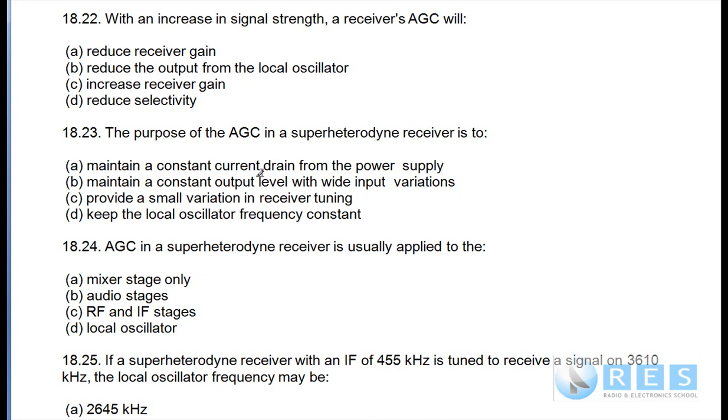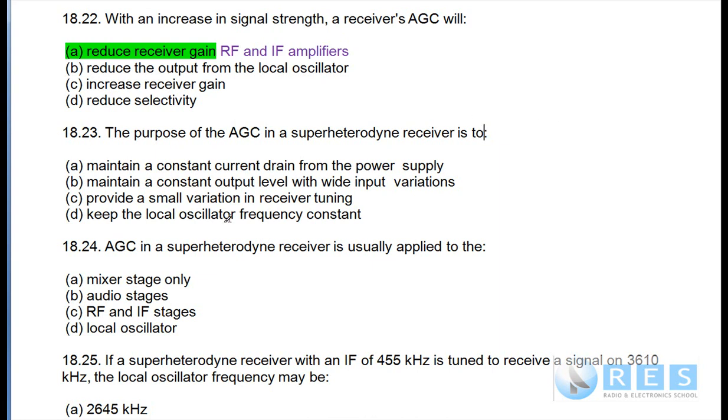1822, with an increase in signal strength, a receiver's AGC, that's automatic gain control, if the signal gets really, really strong, the AGC will reduce the receiver gain. And the stages that it operates on are the RF and IF amplifiers. Just a little bit of added revision there.